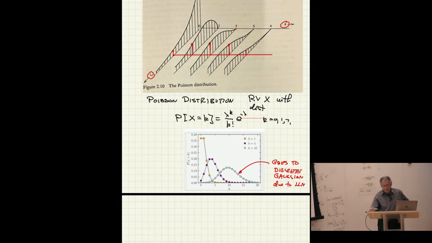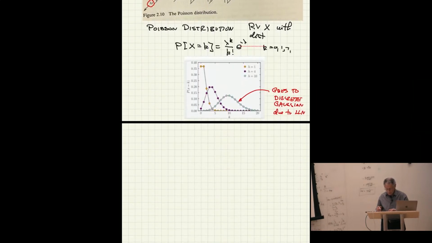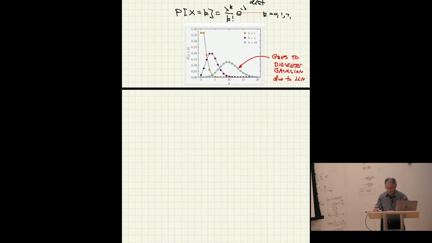I don't want you to confuse the black curve here above as a function of t with the curve down below, which is a function of k, which I've drawn in red in the upper curve. Okay. Now we're going to use the Poisson process, this thing I've described up here, quite a bit. So let's talk some more about it.